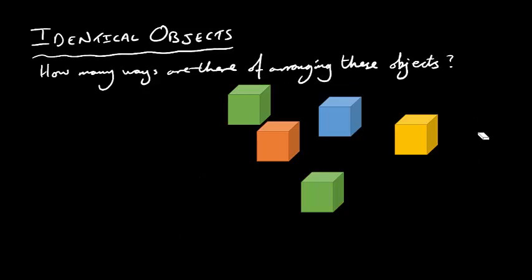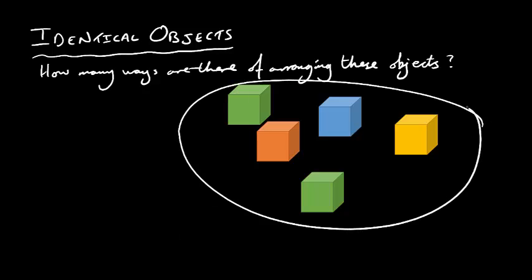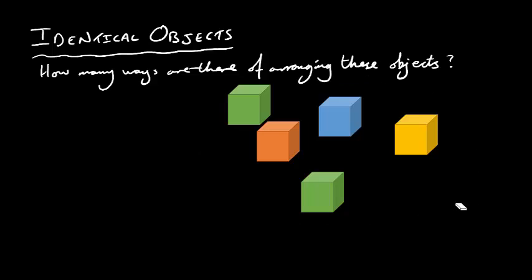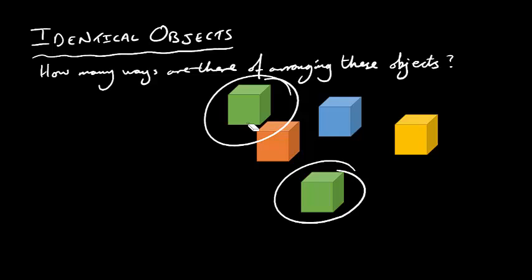So now let's suppose we have a group of objects like this. So remember, my group of objects is just cubes. Let's suppose I have my group of cubes that look like this. I've still got 5 cubes. I've still got 1, 2, 3, 4, 5 cubes. But 2 of them are identical. So I've got 2 identical green cubes now.